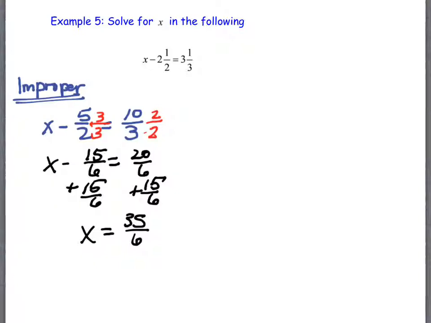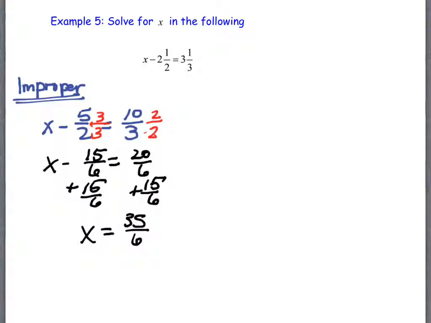And the reason is, how did the numbers start? They were mixed numbers to start with, right? So they need to be mixed numbers to end with. That's how we're going to make that call. If you started with decimals, you end with decimals. If you started with improper fractions, you end with improper fractions. So we started with mixed numbers here. We need to turn this back into a mixed number.